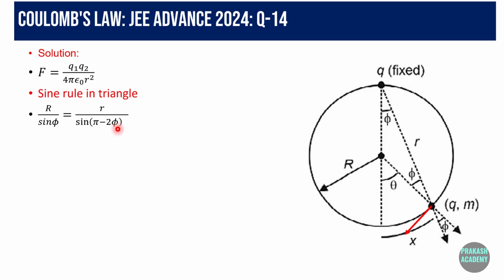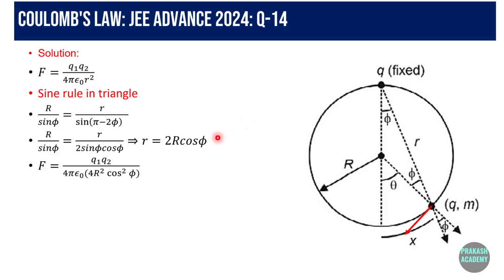Now sine of pi minus 2 phi is simply sine 2 phi, and sine 2 phi I can write as 2 sine phi times cos phi. So sine phi cancels. Now I can write r equals 2 cos phi times r, that is, small r equals 2r cos phi. So now I can replace this r here. The force will be the same thing, only r square will become 4r square cos square phi. So now I know the magnitude of this force.